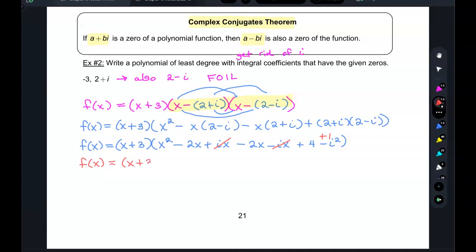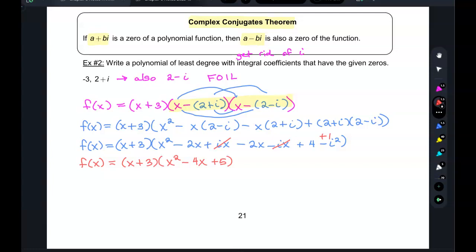So we have x plus 3, and then this becomes x squared minus 4x plus 5. Now we multiply it out the last time. Can you factor that? No, so we don't want to factor.